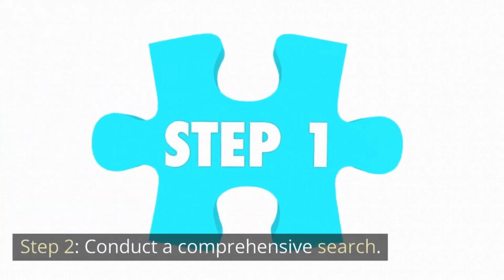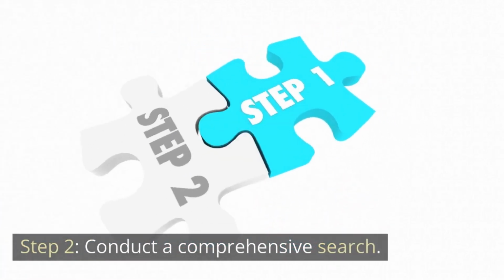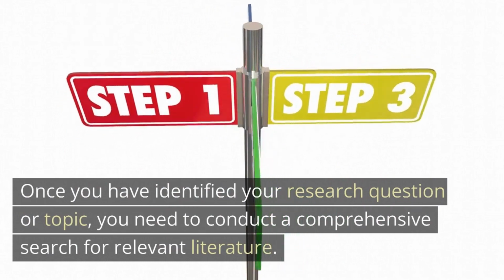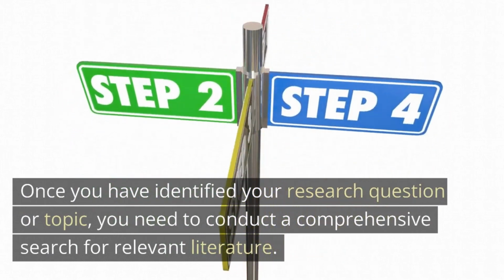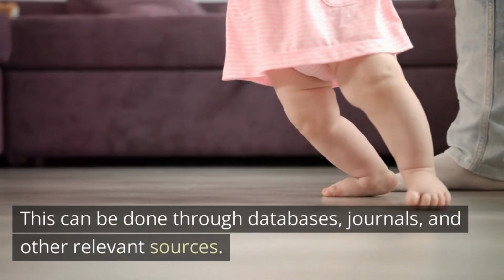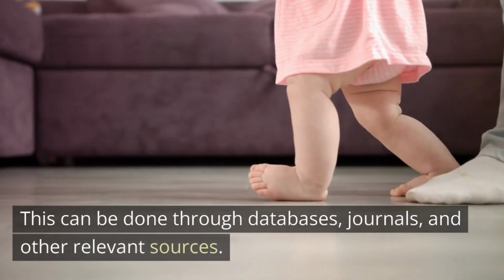Step 2. Conduct a comprehensive search. Once you have identified your research question or topic, you need to conduct a comprehensive search for relevant literature. This can be done through databases, journals, and other relevant sources.